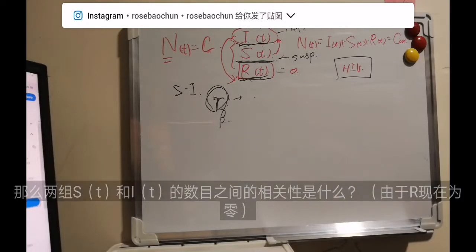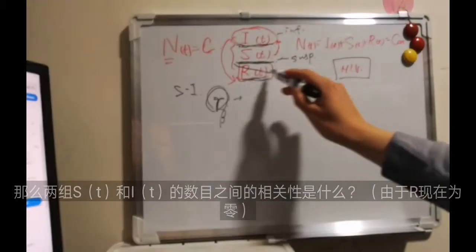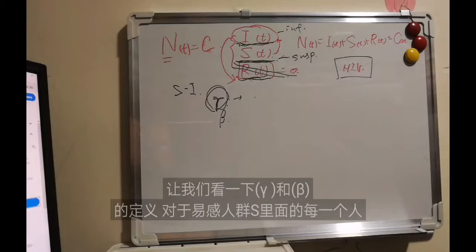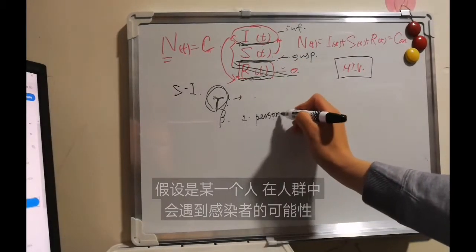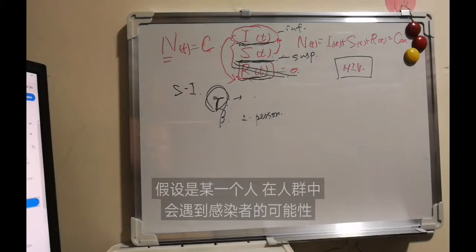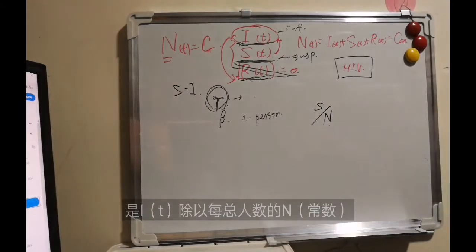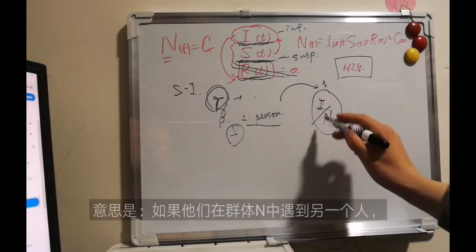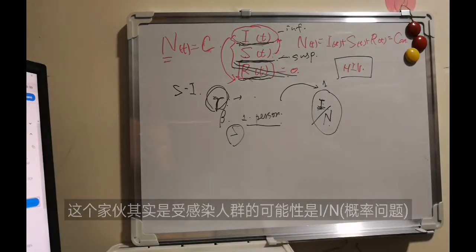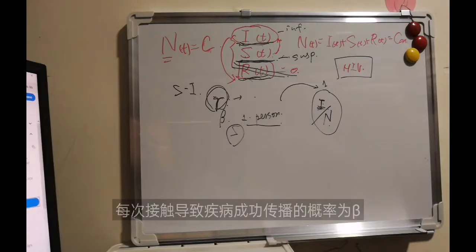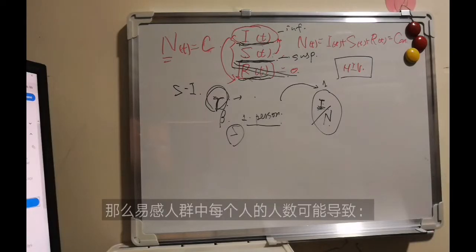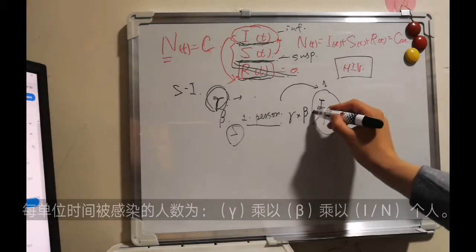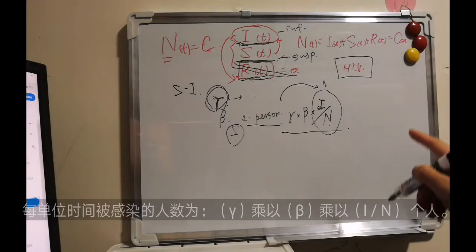So what is the correlation between the numbers of the two groups, S and I, since R is 0 now? By the definition of gamma and beta, for each one person in S, the possibility of meeting an infected person is I divided by N, right? For each person in S, if they meet another person, the possibility of that person becoming infected is beta. So, since we define the number of contacts per unit time as gamma and the probability of disease transmission as beta, each person in the suspected group may lead to this times this amount of people getting infected, per unit time.